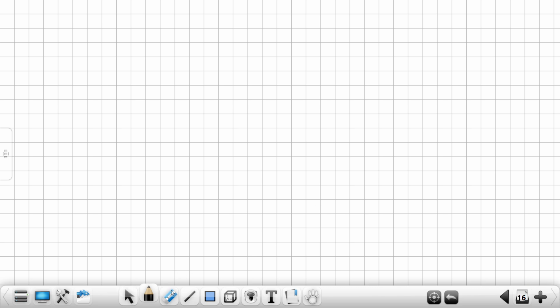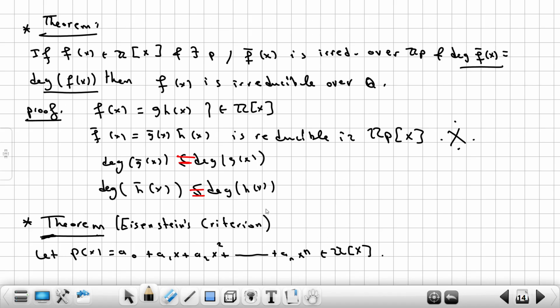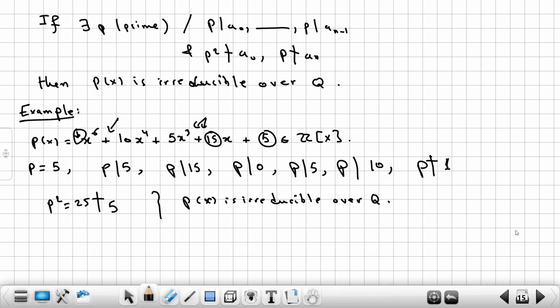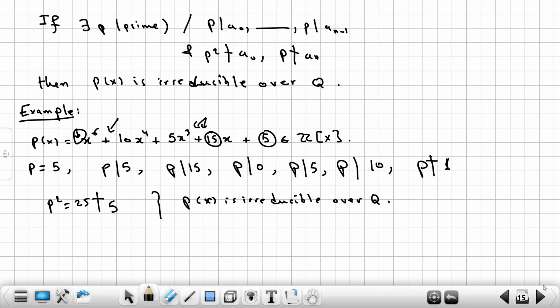So hello everyone. Last time we talked about Eisenstein's criteria, and we say that if p of x is a polynomial, say a0 plus a1x plus till anx^n, and is a polynomial over Z, and there exists a prime number p such that p divides the coefficients a0 till an minus 1, and p does not divide an, p squared does not divide a0, then p of x is irreducible over Q.